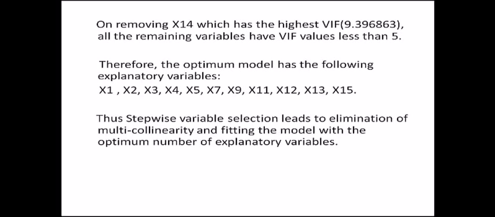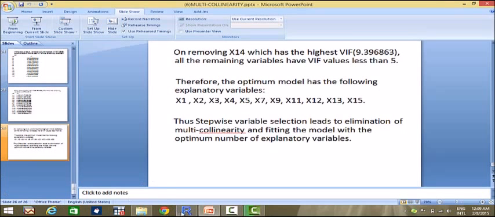We have iteratively removed the variables x6, x10, x14, and x9. This procedure is known as step-by-step variable selection, which leads to the elimination of multicollinearity and helps in the fitting of the optimum number of explanatory variables. Now let's come back to R, where we are going to run these codes and see how it happens in R.